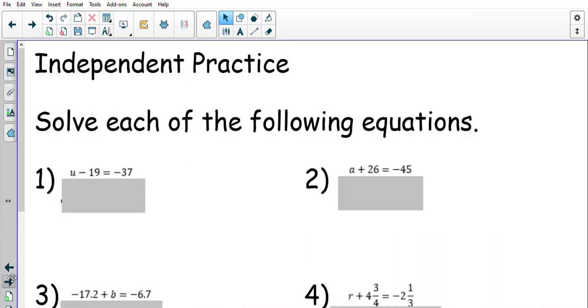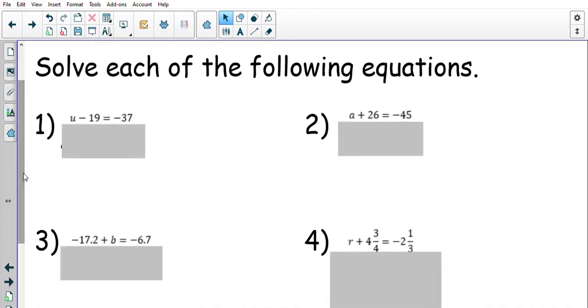All right, so what I have for you is 4 questions that I want you to try. Pause the video, try these 4 questions. I would suggest listing what's happening to the variable and the inverse side by side. We'll talk through that when we resume after you've worked through these problems.